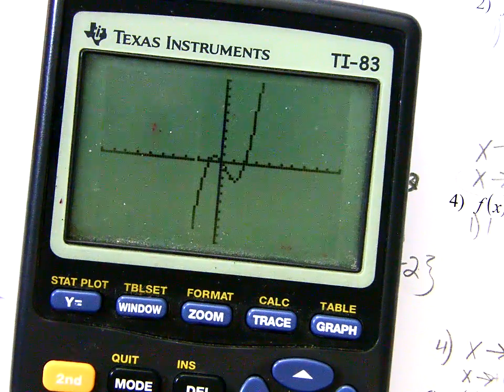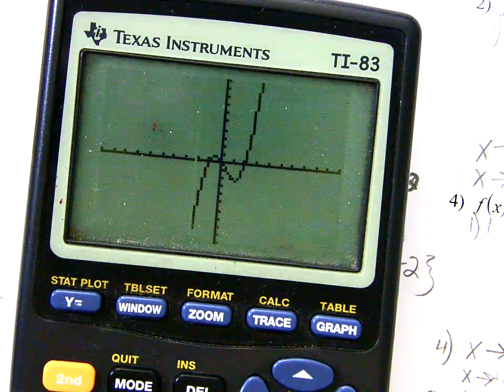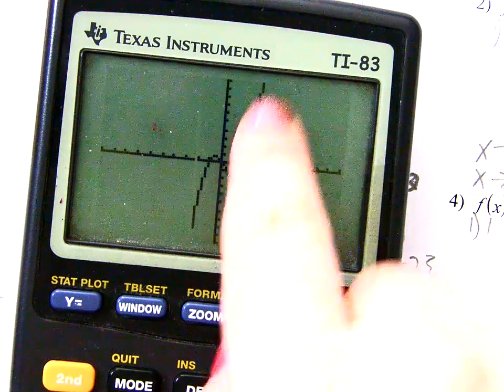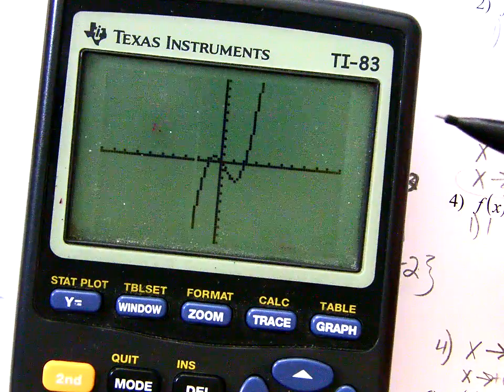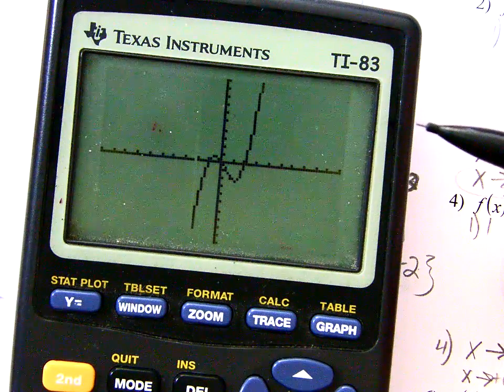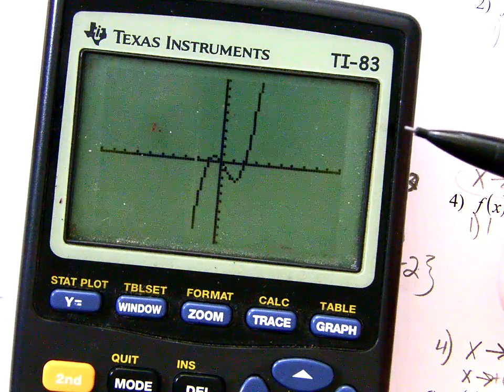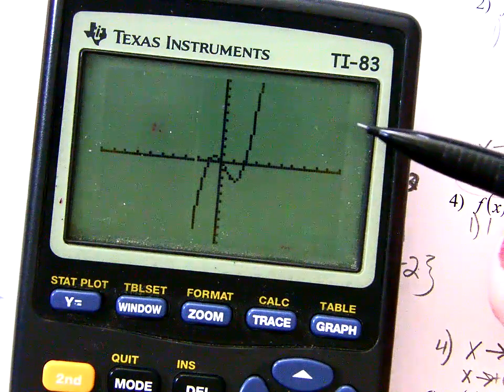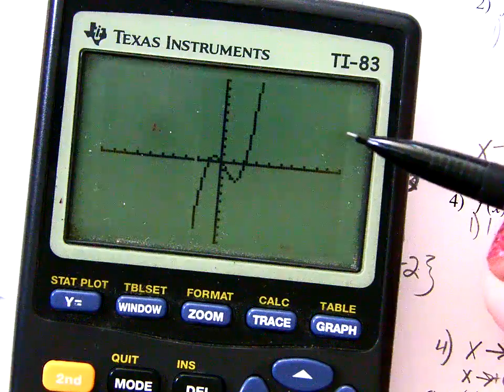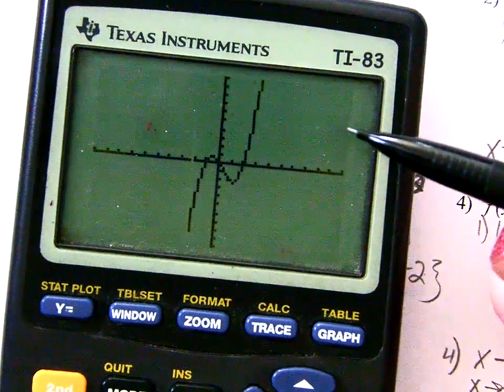Yep, there it is, okay. It does everything that we expected it to do. It's coming up from the bottom, it's going to go up to the top, and it's crossing the x-axis exactly at the places that we said. So, I have 3 solutions, and at all 3 of these x-intercepts, the graph is crossing the x-axis.